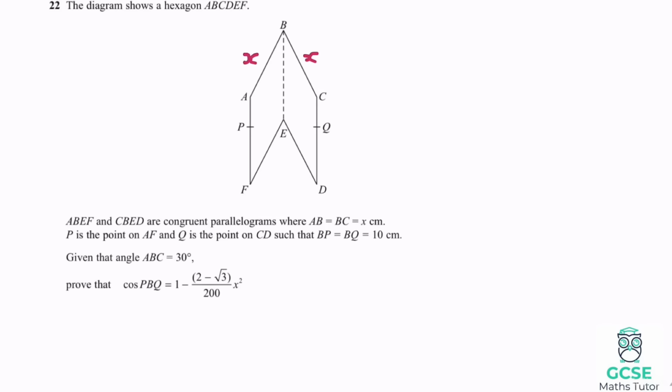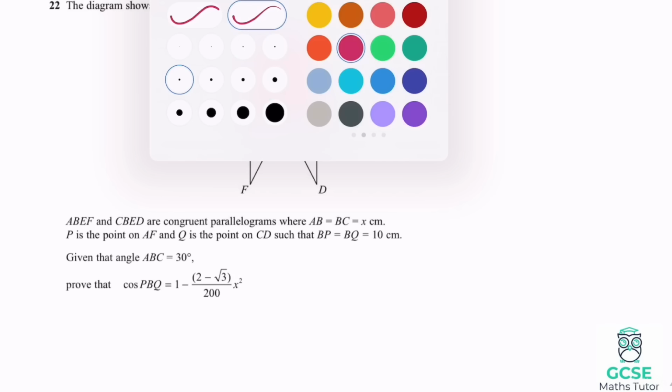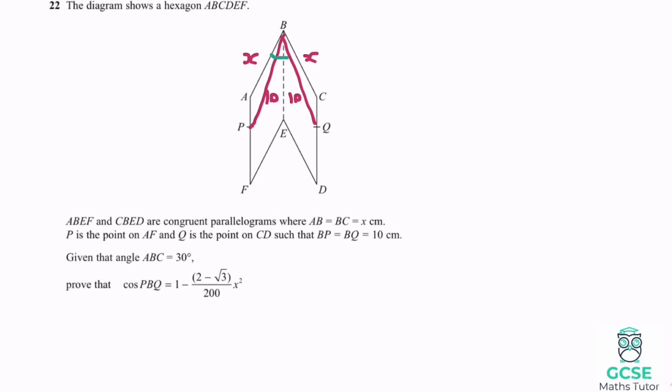It says about this P and Q, and it says that B to P and B to Q are both 10. So if we draw those in, B to P, P to Q, and they are both 10 centimetres, just write 10 and 10. There we go. And to give us any more information, it says ABC equals 30. So that is the full angle there, ABC, and that is 30 degrees. There we go.